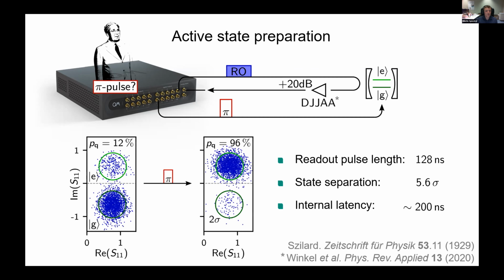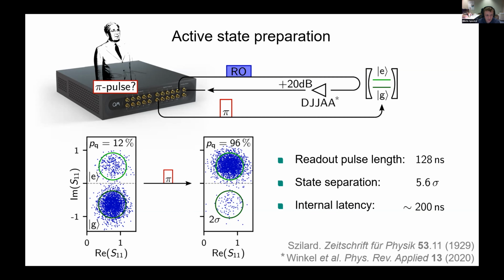So the measurement is now shown here. This is the complex reflection parameter. On the left, we have the qubit in the ground state. Our qubit is at 1 gigahertz, so it's thermally populated by 12%. And after the active reset, we can bring the qubit to the excited state. We achieve this with a readout pulse length of only 128 nanoseconds, and we get a state separation of 5.6 sigma.